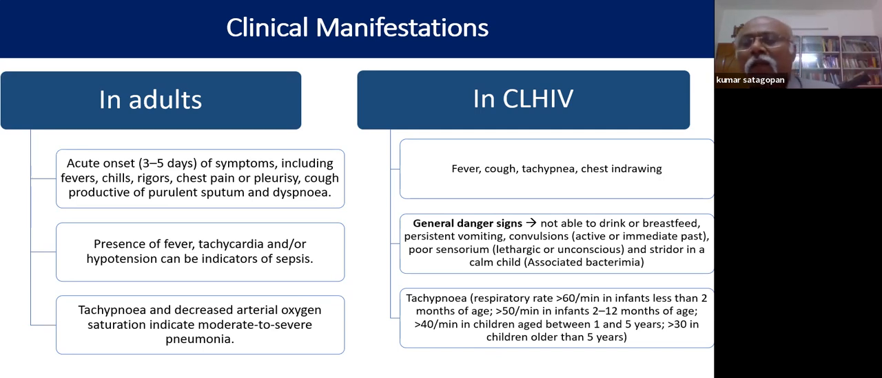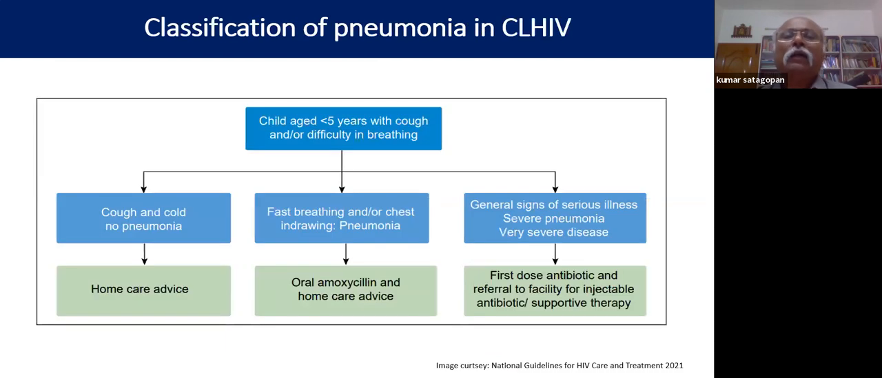In children, same thing: not able to take feeds, persistent vomiting, convulsions, poor sensorium, lethargic child. Stridor is a respiratory emergency. So this is in the children. Tachypnea, hypoxemia denote very severe pneumonia. I have already told you, respiratory rate like in PCP, more than 60 means acute severe pneumonia with impending sepsis. So this is the clinical manifestation of pneumonia.